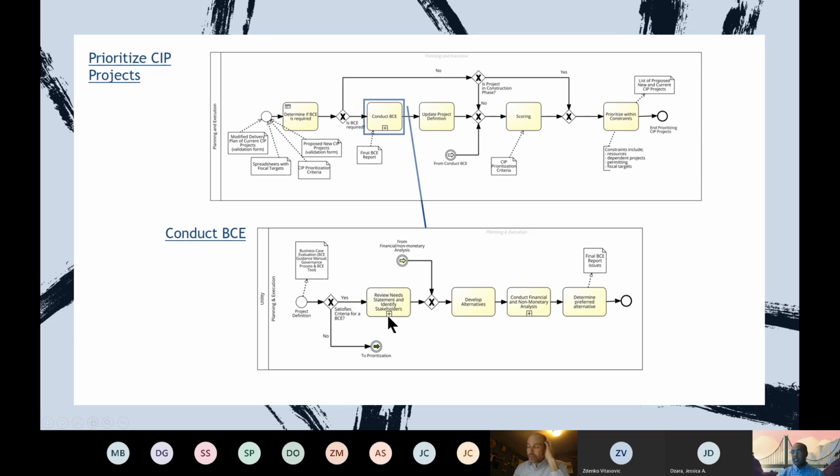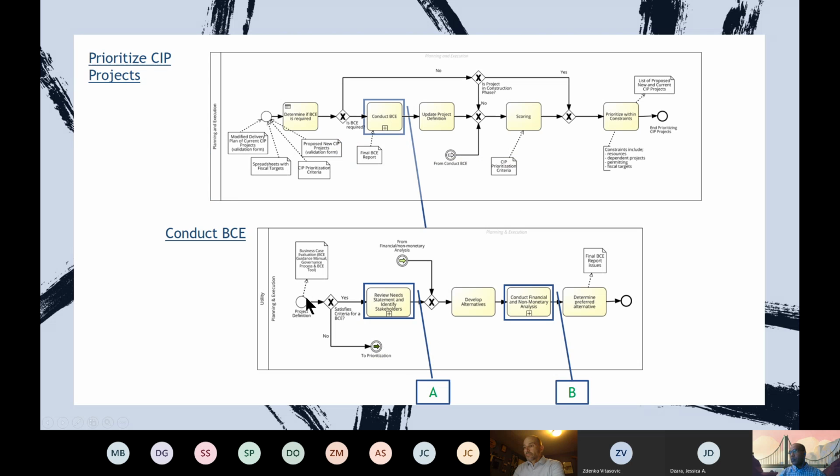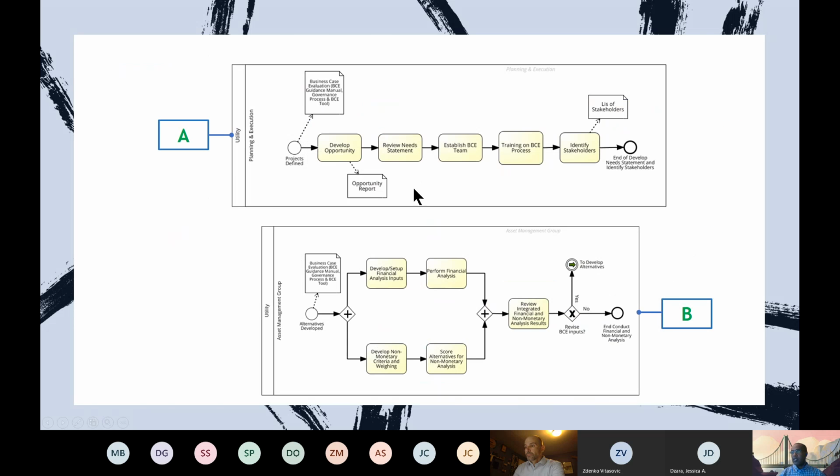As I said, here there are 2 pluses for the 2 activities. That means there is a process to complete this activity, and there is another process to complete this activity. So this is activity A, and this is B. Let's go to that one. This is A. A is review needs statement, and B is conduct financial and non-financial analysis.